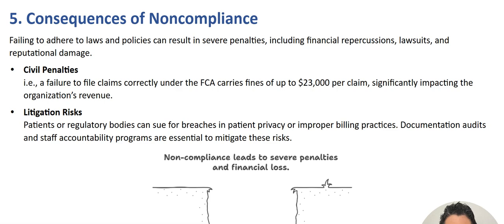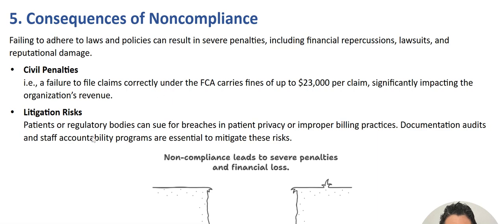Consequences of noncompliance. Now, failing to adhere to laws and policies can result in severe penalties, including financial repercussions, lawsuits, and reputational damage. Civil penalties, i.e., a failure to file claims correctly under the FCA, carries fines of up to $23,000 per claim, significantly impacting the organization's revenue.